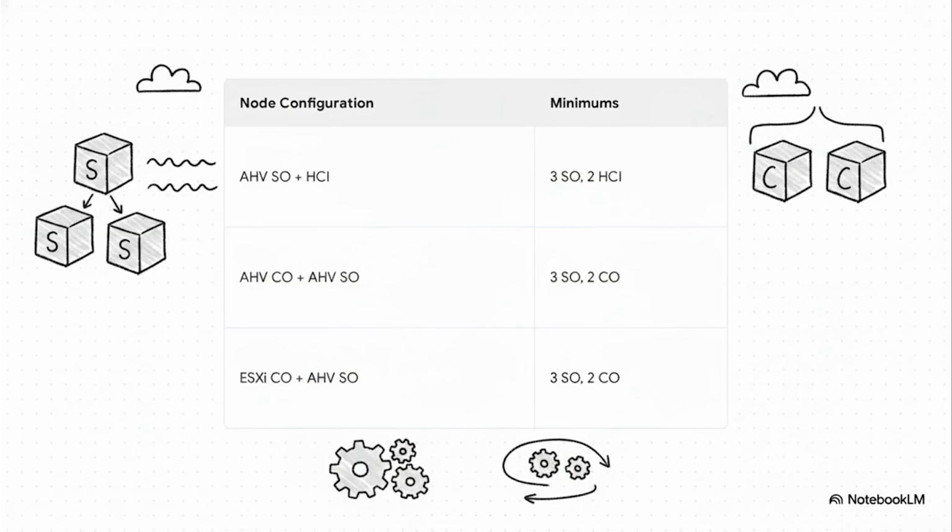And when you go to pair them with compute-only or standard HCI nodes, and honestly, it doesn't even matter if you're running AHV or ESXi hypervisors for the compute, you must have a minimum of 2 of those compute-providing nodes. Take a second to really absorb those numbers. 3 storage-only nodes, 2 compute or HCI nodes.